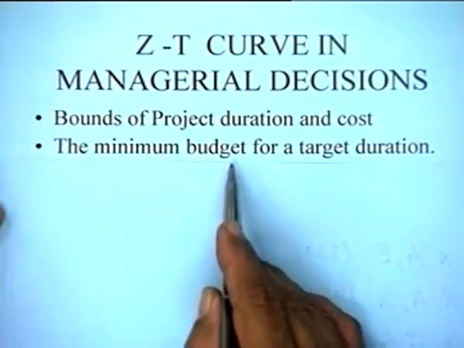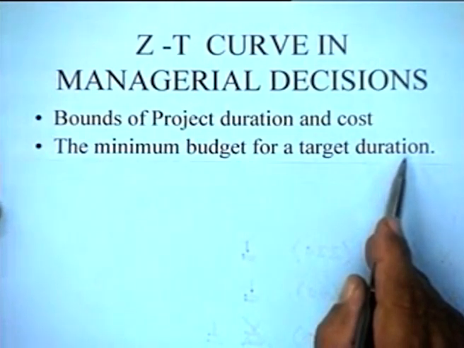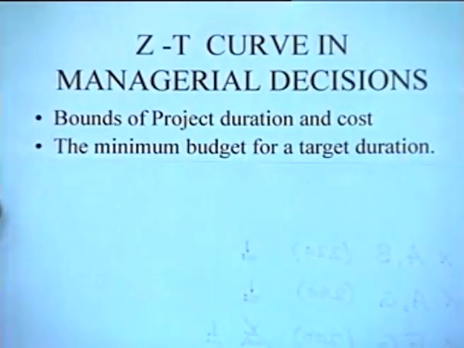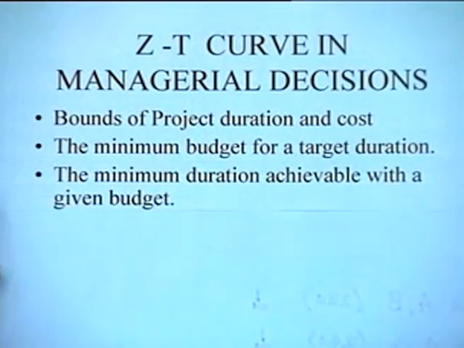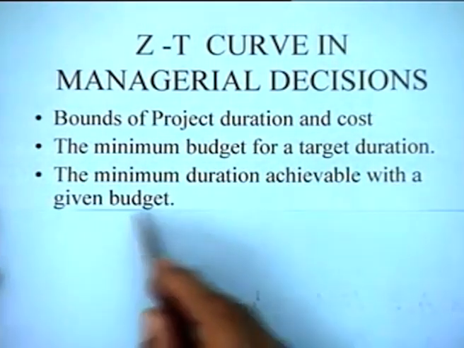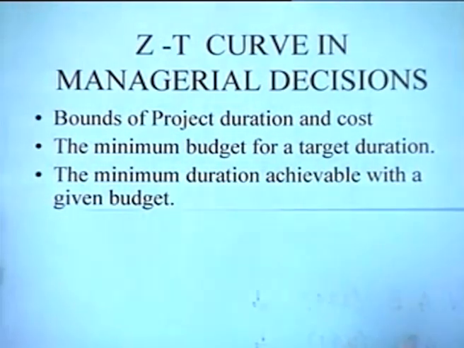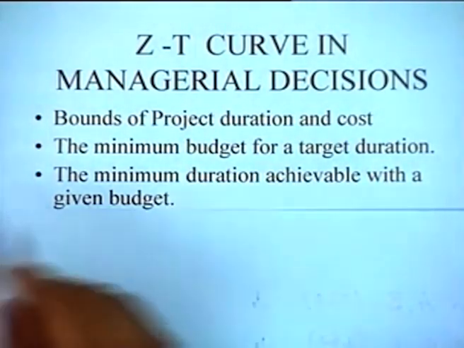You know what is the minimum budget for a target duration. That's another thing. It helps you in cost planning, and it also tells you what is the minimum duration achievable with a given budget. So it depends on whether you look at it this way or whether you look at it this way.